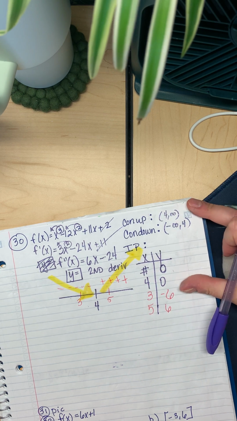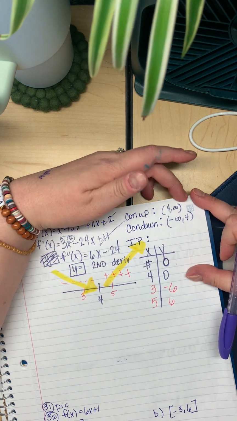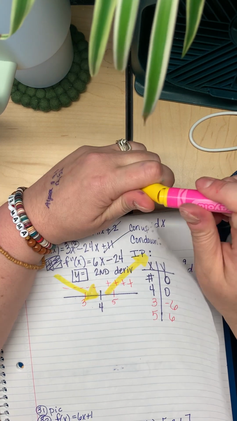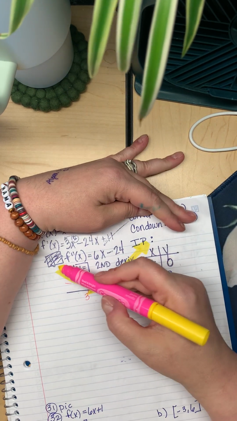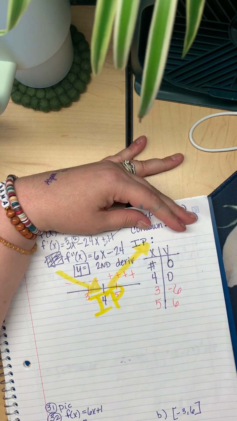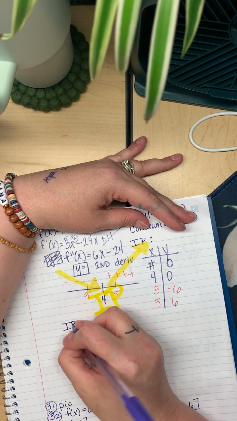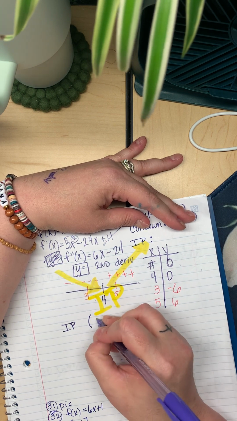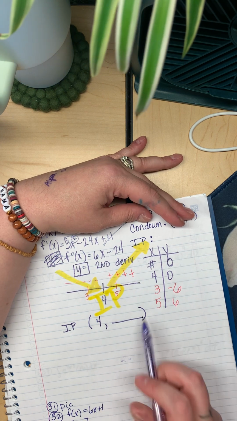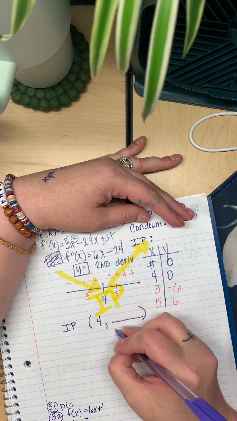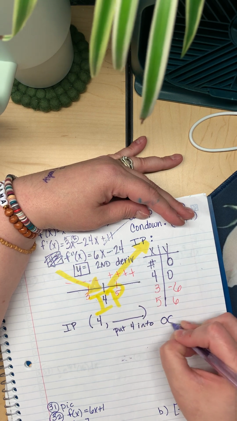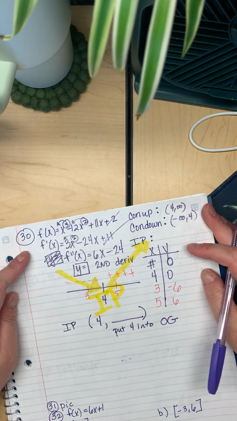Okay, now we just have to find inflection points. Well, there's only an inflection point if your arrows meet going different ways. So because we went down then up, this 4 is an inflection point. So I know this inflection point is at 4 comma something, but I don't know that something. Well, that's a y value. So I'm going to put 4 into the OG equation to get my y value.